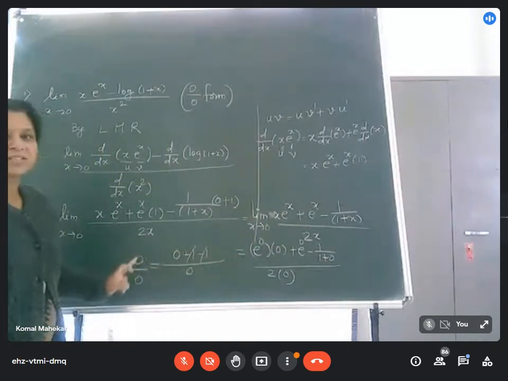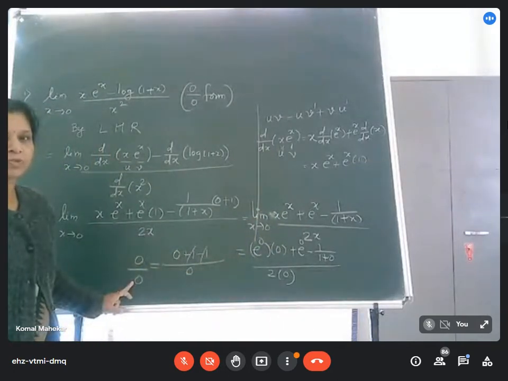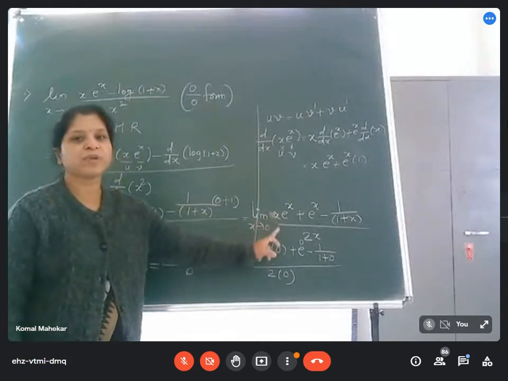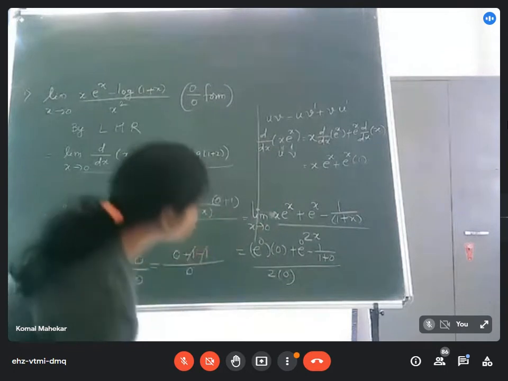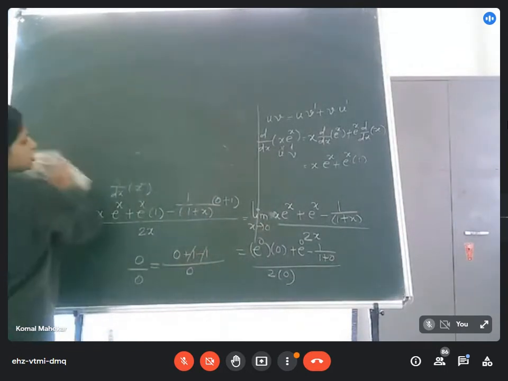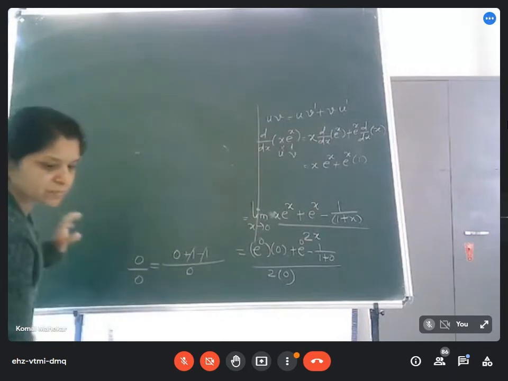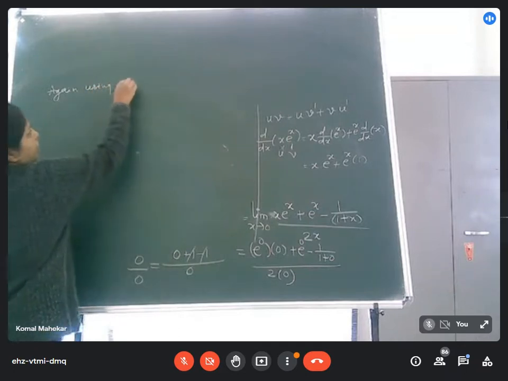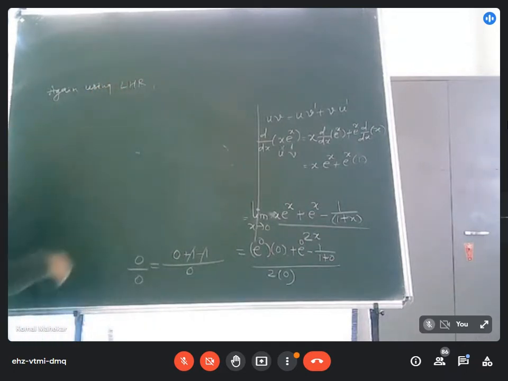our function is in indeterminate form, that is in 0 by 0 form. So again, to get the limit, we will differentiate this function with respect to x. Okay. So here we will differentiate the function x with respect to x. What we get? Again applying L'Hospital rule. Again using L'Hospital rule. Differentiating this with respect to x.